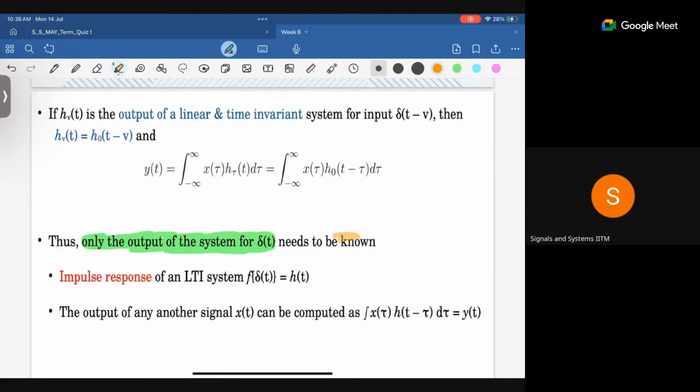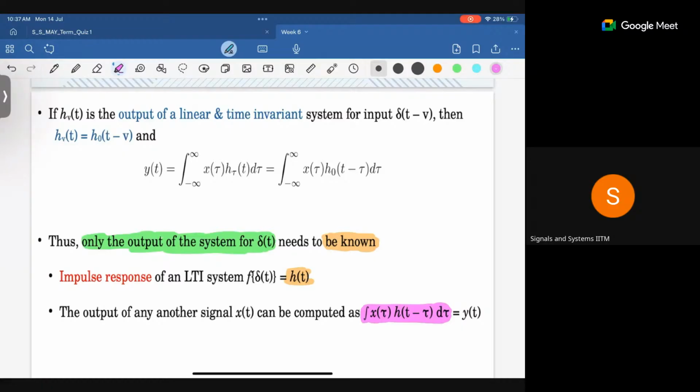Once I know that, using this shifting property, I can write the output for any input x of t. All I use is the linearity and time invariance properties together. And if I know this h of t, just by computing this integral, the integral of x tau into h of t minus tau d tau, that will be our output y of t.